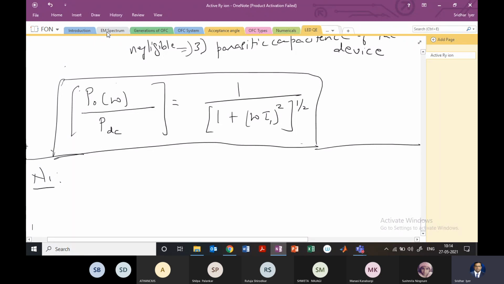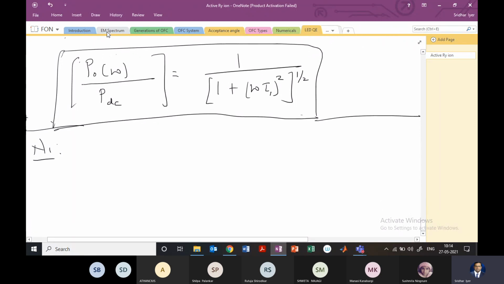So it says the minority carrier recombination lifetime for an LED is 5 nanoseconds. That means at the input we are giving some electrons into this LED, and that lifetime, which is tau 1 in the equation, is 5 nanoseconds. Next statement, when a constant DC drive current is applied to the device, the optical output power is 300 microwatt. That means PDC is 300 microwatt.